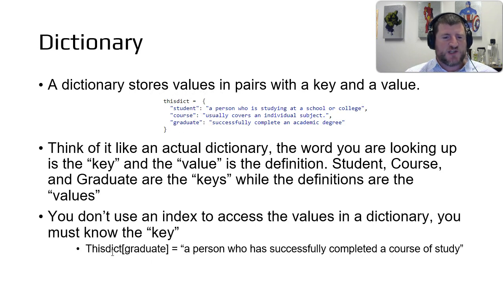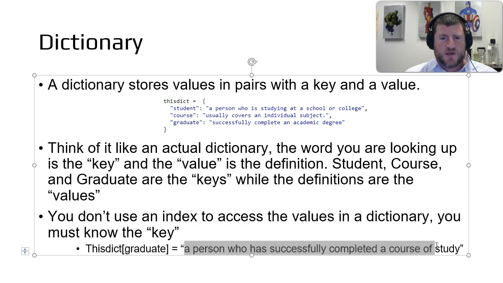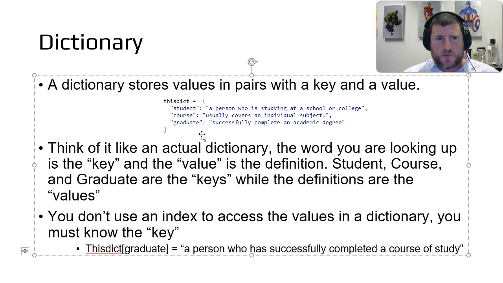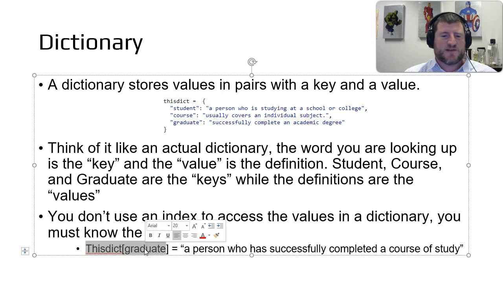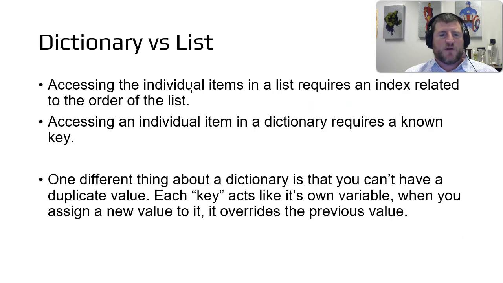So in this dictionary, you use graduate as the key, and then it tells you what the definition is. So that's a little bit of a difference. These things aren't indexed, so you can't use the zeros and ones. But if you know the key, then you can get the value. And we'll talk a little bit about what happens if you don't know the key.